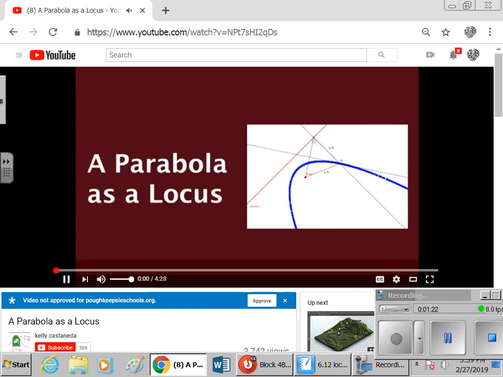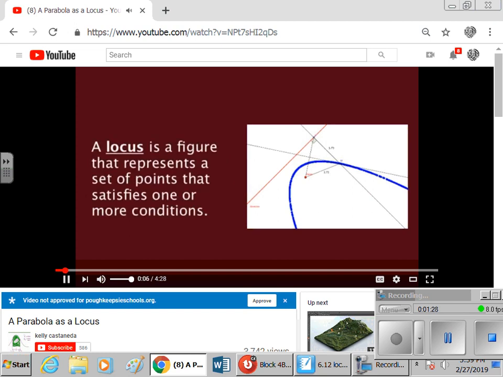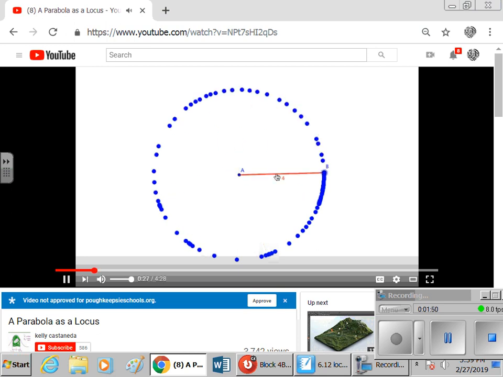In geometry, a locus is a figure that is a set of all points that satisfy one or more conditions. For example, let's say we have a given condition that each point in a locus has to be 4 centimeters away from point A. Well, the figure that represents this locus is a circle with a radius of 4 centimeters.